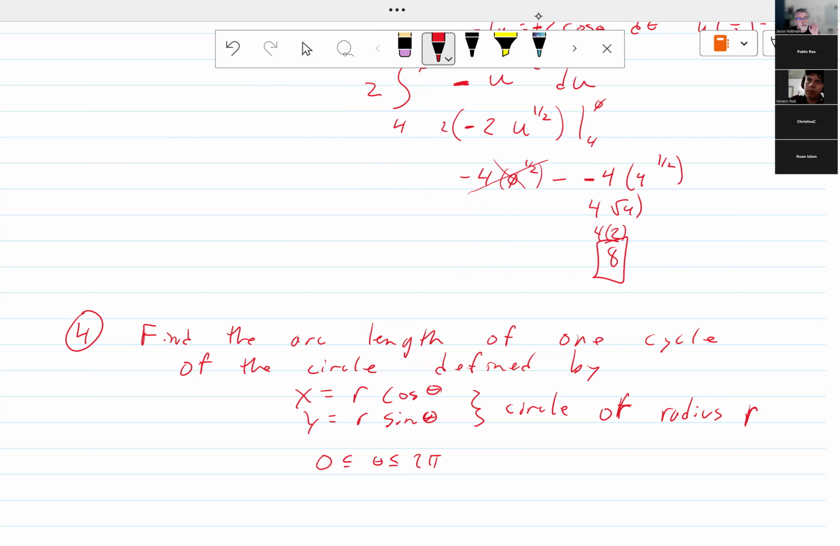Is this parametric or is this polar? Parametric. Yeah, this is parametric, not polar. Just because you see r and theta doesn't mean that it's polar. In order for it to be polar, it has to be solved for r. Your function has to be in terms of r, and there has to be no x and y value. So this is parametric.